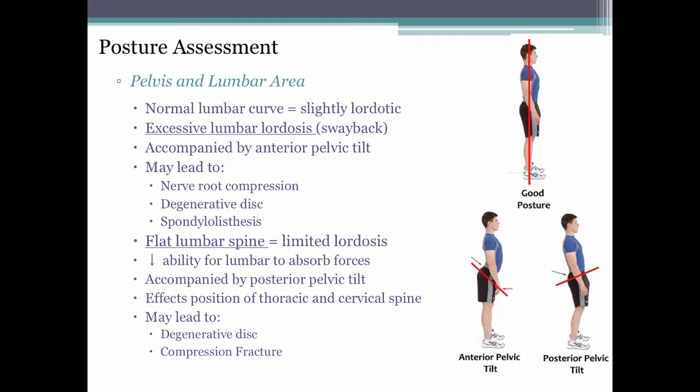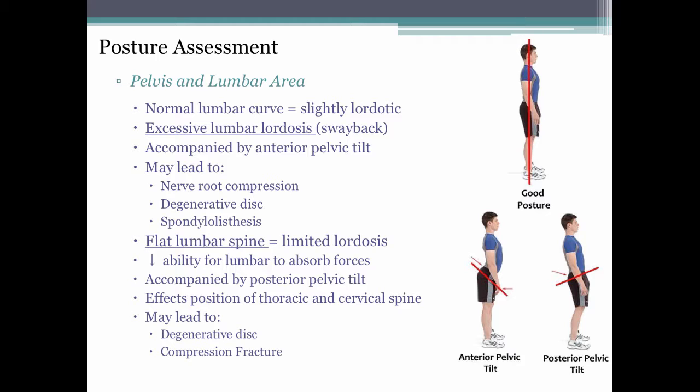You might get a spondylolisthesis. On the other hand, if you have a posterior pelvic tilt or a flattening of the lordosis, you have a decreased ability of the lumbar spine to absorb forces. You want the back to share the load, so you don't want those forces to go just to the lower back and be absorbed there.